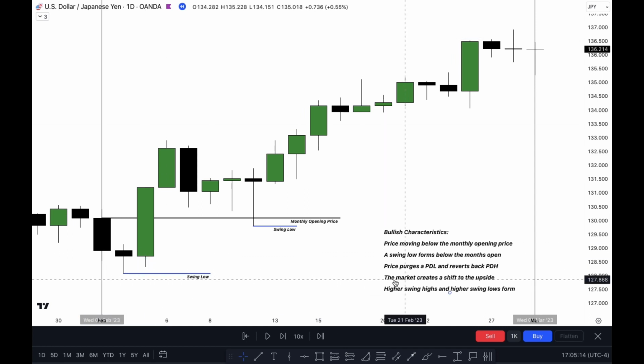The next one that we have is the market creates a shift to the upside. Do we have a shift to the upside? Let's check it out.